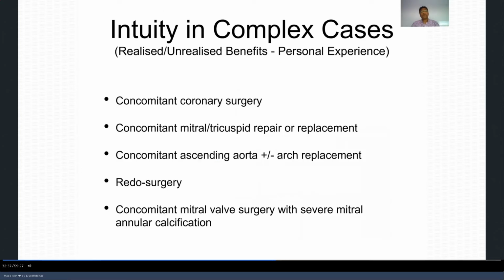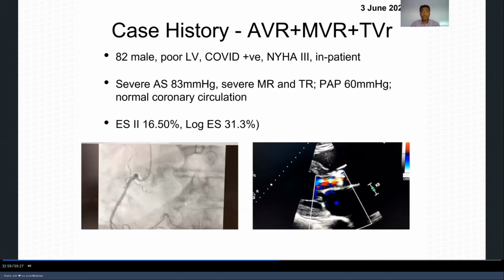And finally, what are the realized or possibly unrealized benefits of the Intuity valve? Apart from its use in complex cases such as mitral or tricuspid valve repairs, aortic work, redo surgery, and more recently in patients who have severe mitral annular calcification, one of the limitations is using them in patients who have mitral valve replacement.